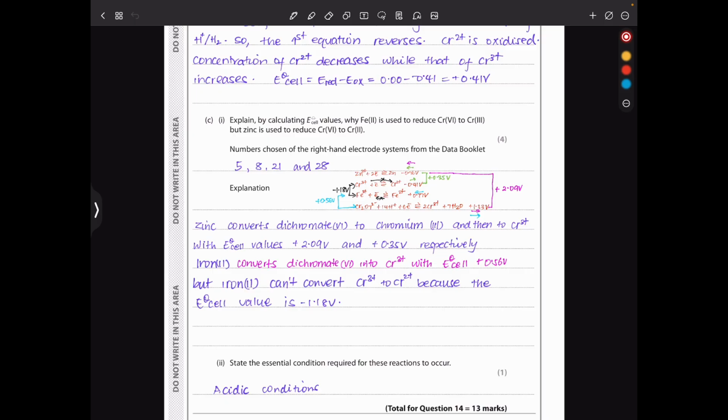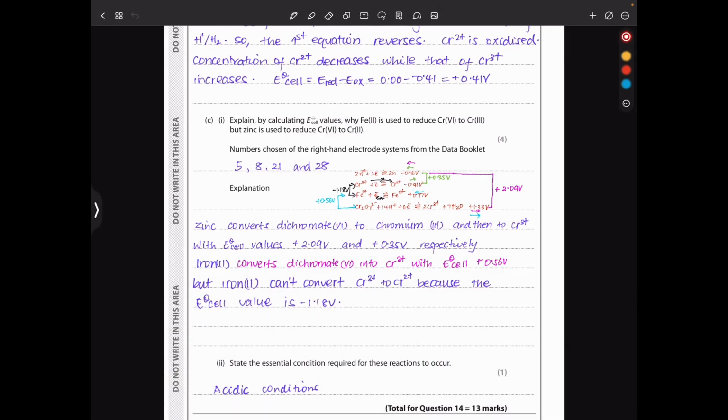So let me see if I compare this one here. With zinc, we can see the E theta is positive 2.09, meaning the reaction will proceed. And then if I consider this an iron, we can see this is more negative than that. So this is going to be reduced by iron to chromium 3, and iron will be oxidized from iron 2 to iron 3. The E theta for that is positive 0.56. So both iron and zinc can reduce dichromate to chromium 3.